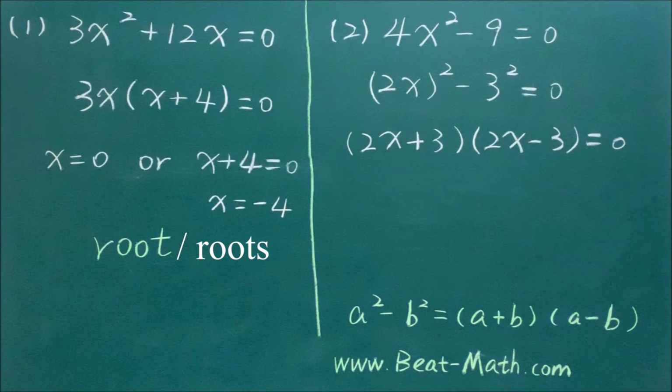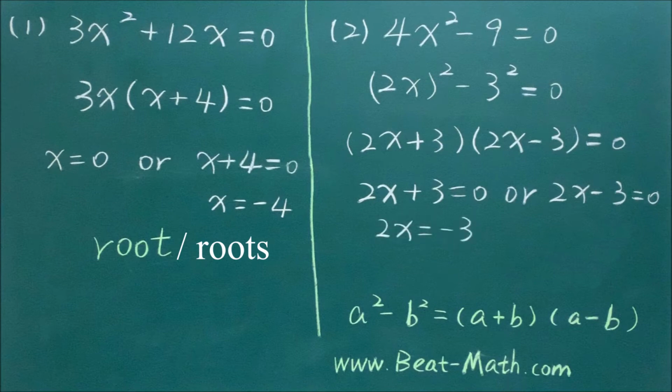As we just learned, when 2x plus 3 equals 0 or 2x minus 3 equals 0, the equation equals 0. So we just need to solve these two simple linear equations to get the solution. In the equation 2x plus 3 equals 0, move 3 to the other side and change the sign, and we get 2x equals negative 3. Now divide by 2 on both sides to get x equals negative 3 over 2.